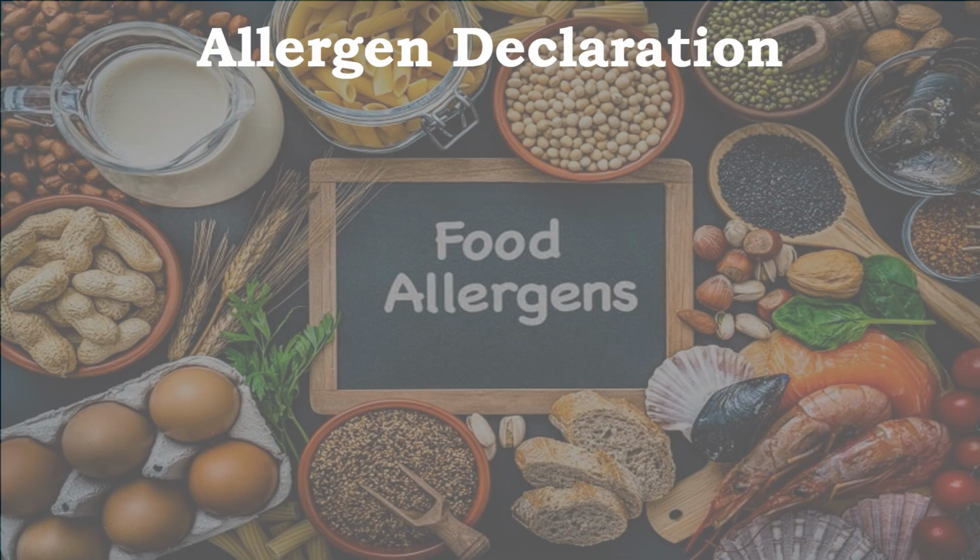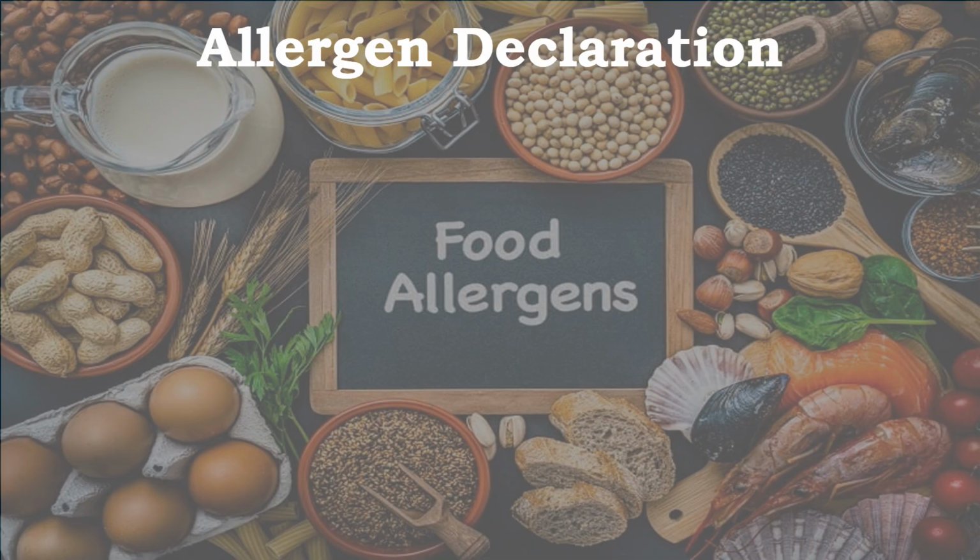Food manufacturers must declare major allergens in the ingredient list or in a separate contained statement, according to the Food Allergen Labeling and Consumer Protection Act, or FALCPA. The allergen's common name must be used, and if it's not immediately clear from the ingredient name, it must be identified in one of 2 ways.